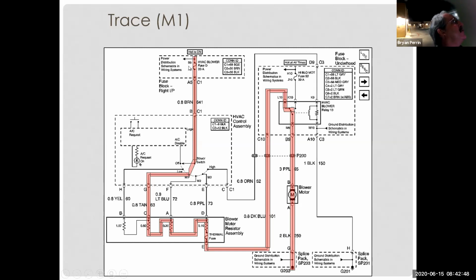And as we use system voltage, if I have system voltage here, how much voltage should I have here at C? Where? At C, right here on the blower motor resistor assembly. How much voltage should I have here? If I have 12, system voltage here, how much should I have here? 12. System voltage. Same thing, 12 volt system voltage, right? Because there's no load. This is just a switch.